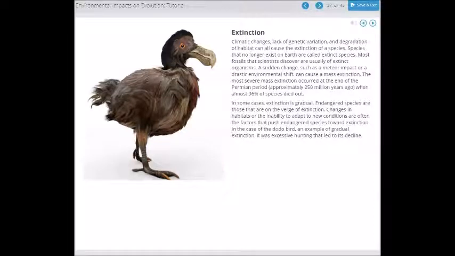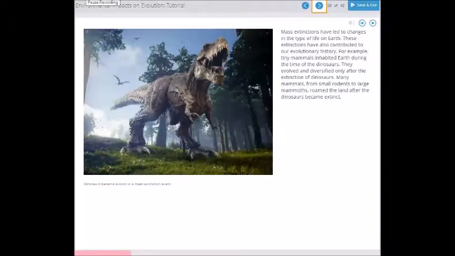There will be no more dodos ever, ever, ever again. And they did not go extinct naturally. They went extinct because of the actions of humans. So that's the difficult kind of extinction.